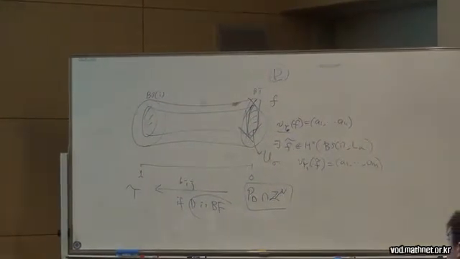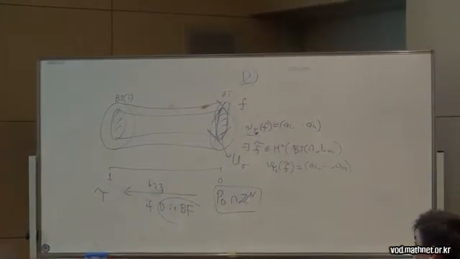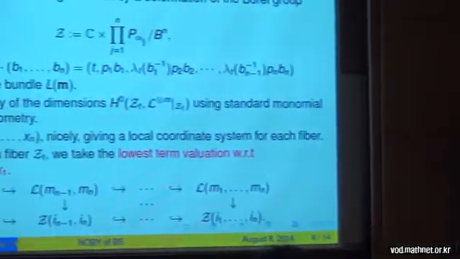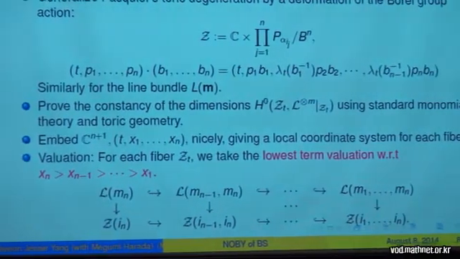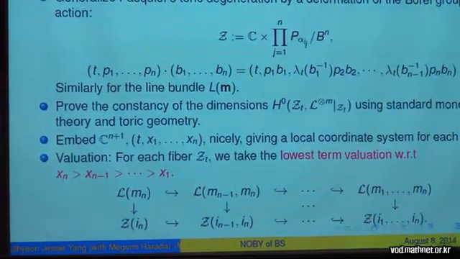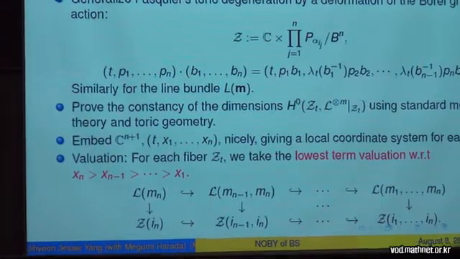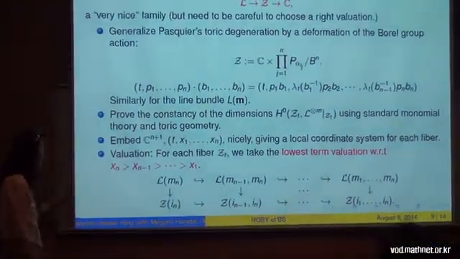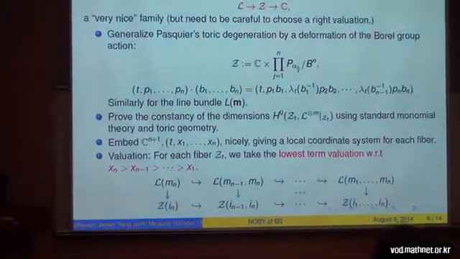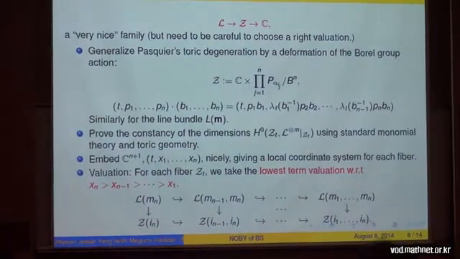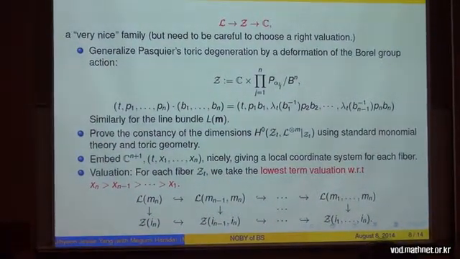For each fiber, we take the lowest term valuation with respect to this term order, so xn is greater than xn minus 1 down to x1. What I mean by this lowest term valuation is that any section on the fiber can be represented as a Laurent polynomial in these variables x1 to xn, and you just take the lowest term with respect to this term order and take this exponent vector. So that is the valuation we are taking.